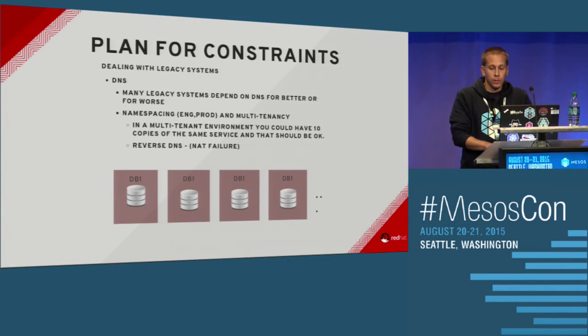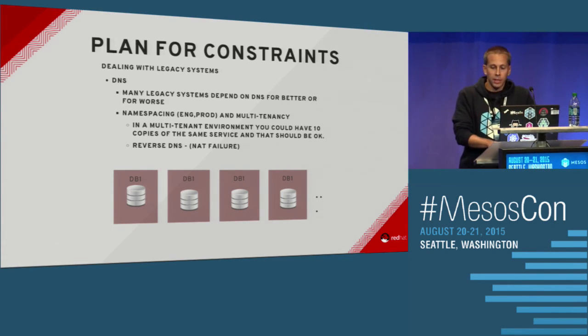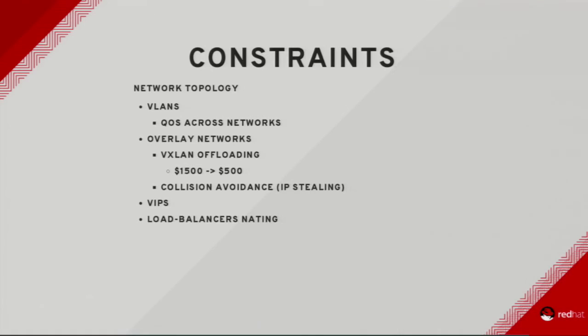Also, reverse DNS. If some services require reverse DNS, I highly recommend trying to disable that in this new type of environment, because it often results in a NAT failure. What are some other constraints? Do you want to set up your own VLANs to have QoS across your networks? Are you going to deal with overlay networking?